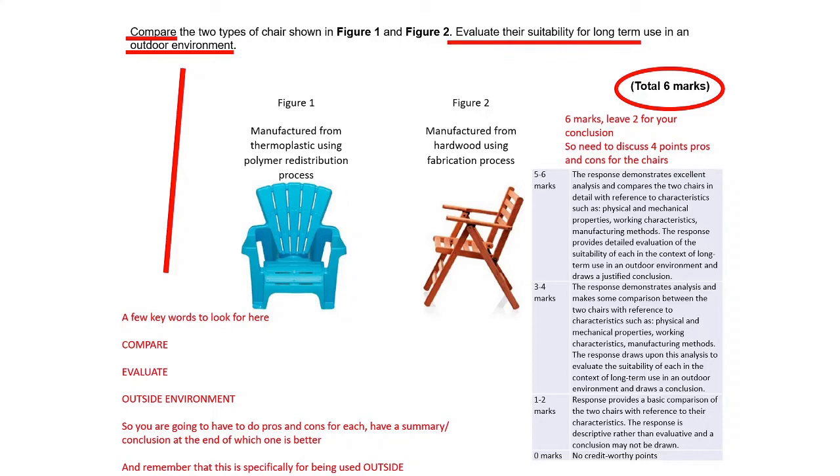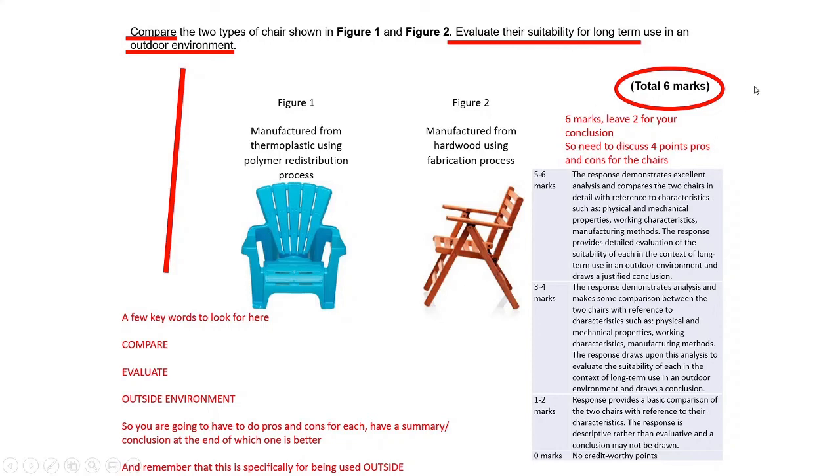So from there, compare. It means you're going to have to have a discussion between the two. And then it says evaluate their suitability for long-term use. So it says evaluate there, so you're going to have to have a summary or an evaluation at the end. And it also says these are for outdoor use, an outdoor environment. So you're going to have to talk about the pros and cons of each one of those chairs for going outside, and then make a decision of which one you think is better.